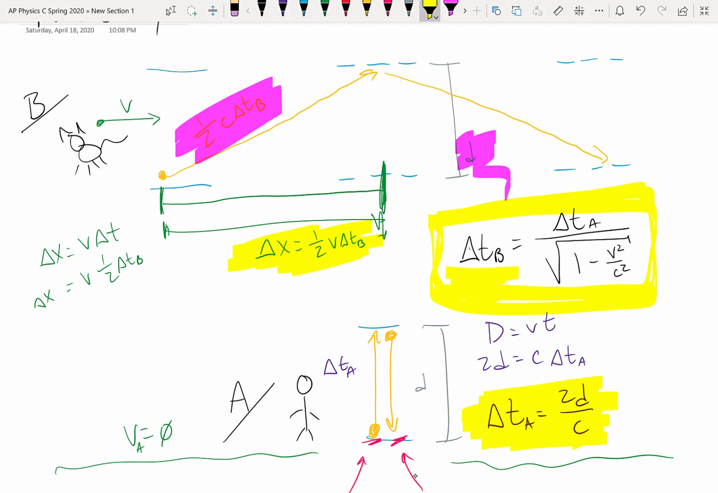The change in time of B is equal to the change in time of A divided by the square root of 1 minus V squared over C squared. So see if you can do that.